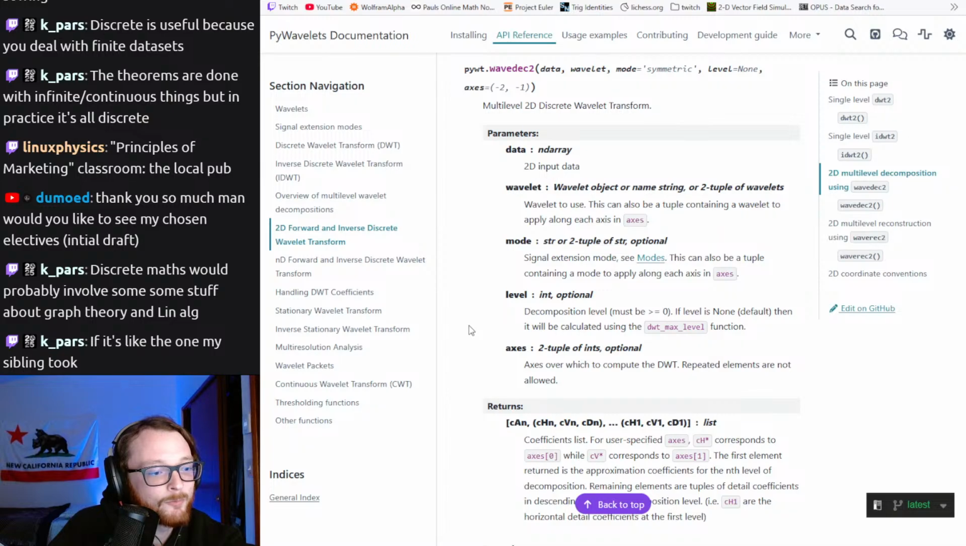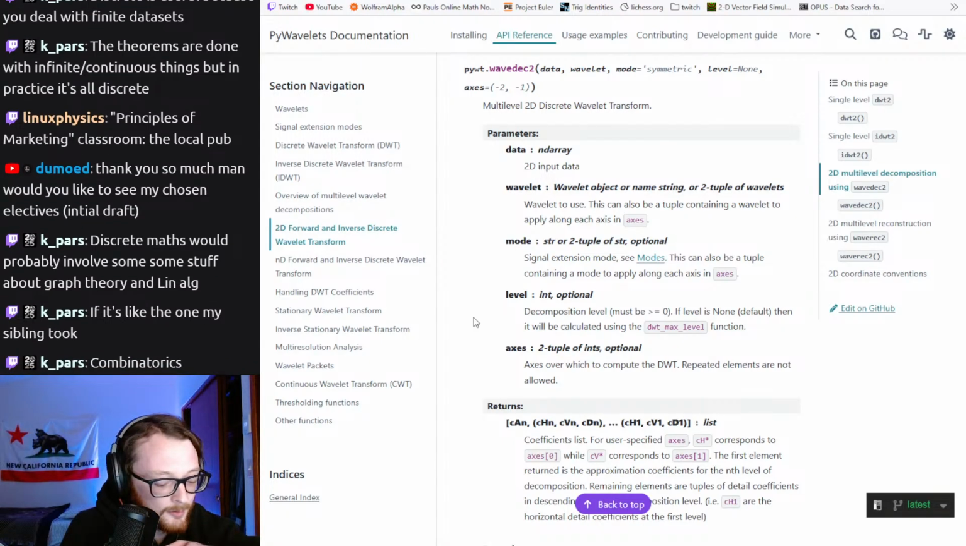Discrete maths will probably involve some stuff about graph theory and linear algebra, like the one my sibling took. Maybe. Discrete math is a weird one where a lot of schools have their own definition of discrete math. My discrete math class was kind of a nightmare. I really didn't like the professor, but I think it was logic, set theory.